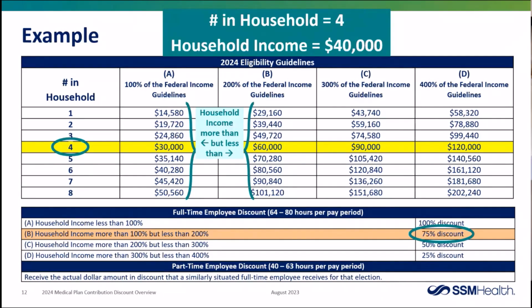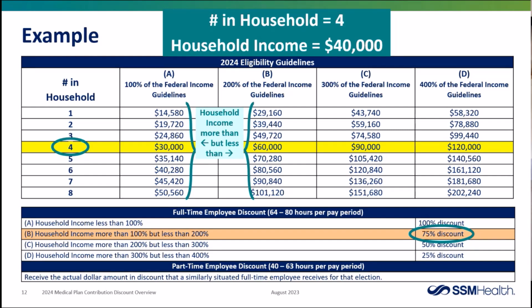Okay, so let me look at this myself. Looking at the table, I see Eddie has a family of four. I follow that row over to see where his income falls, and I see that his income is 40,000, which is greater than column A. That would equate to 100% of the federal income guideline, but less than column B, which is 200% of the federal income guideline. And he's a full-time employee. So if we look down below, I see that it's highlighted in orange. His discount will be 75%. Yes, you got it. Nice.